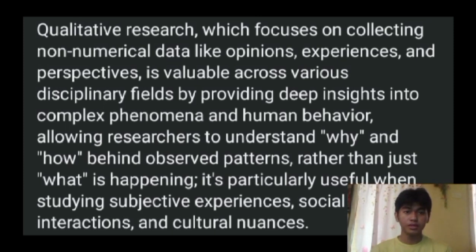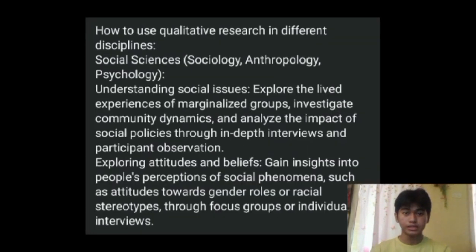Now, it is valuable across various disciplinary fields by providing deep insights into complex phenomena and human behaviors, allowing researchers to understand why and how behind observed patterns rather than just what is happening. It's particularly useful when studying subjective experiences, social interactions, and cultural nuances. So that is qualitative research.